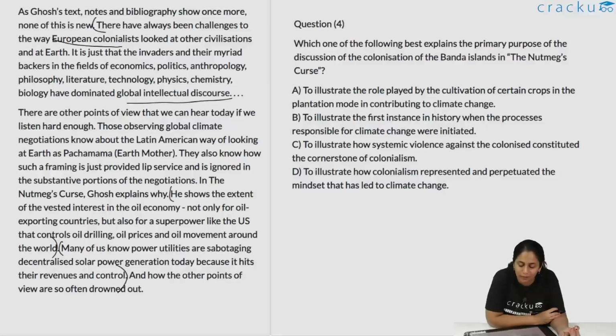So let's take a look at the options. To illustrate the role played by cultivation of certain crops in plantation mode in contributing to climate change. It is not about that specific crop or not even just about plantation.